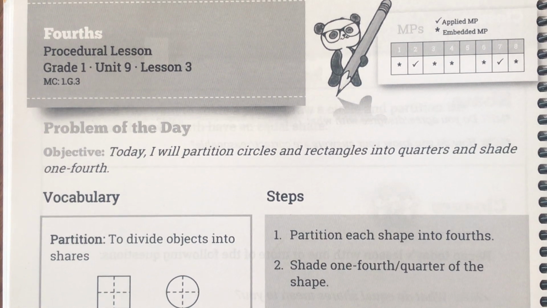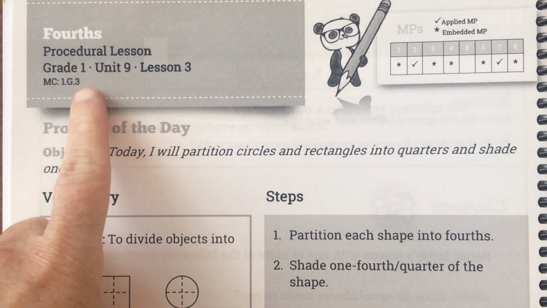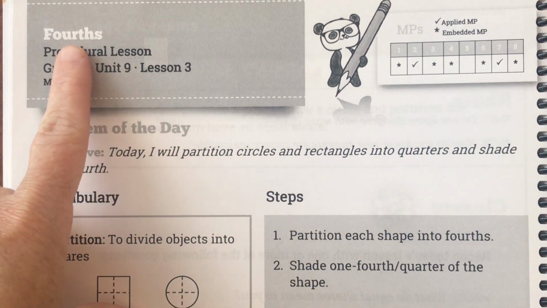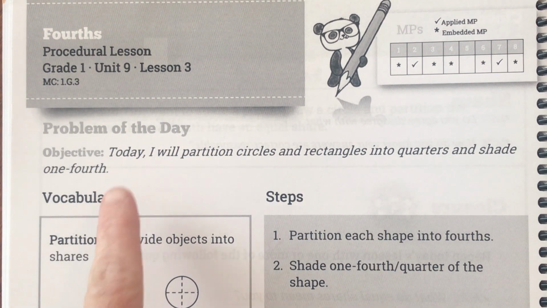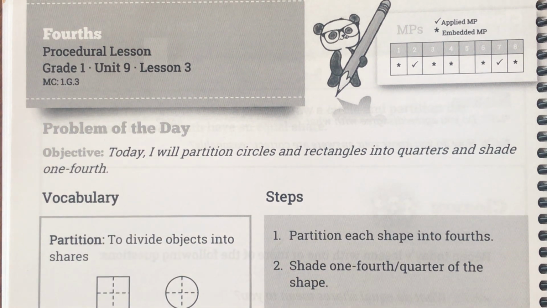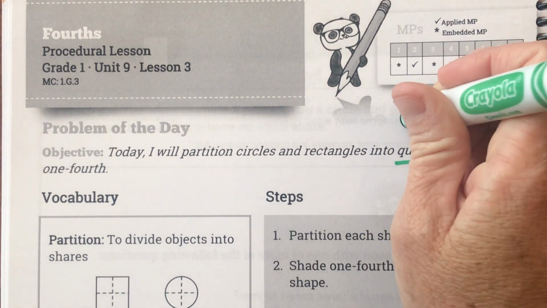Today we are on page 141 of your student journal, and we're going to continue with what we've been learning. We're on Unit 9, Lesson 3, and today's title is Fourths. So our goal today is that I will partition circles and rectangles into quarters and shade 1/4. Quarters is another word for fourths.